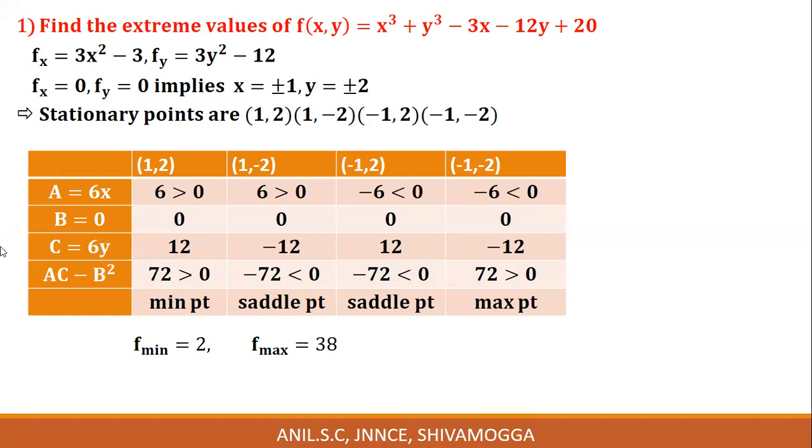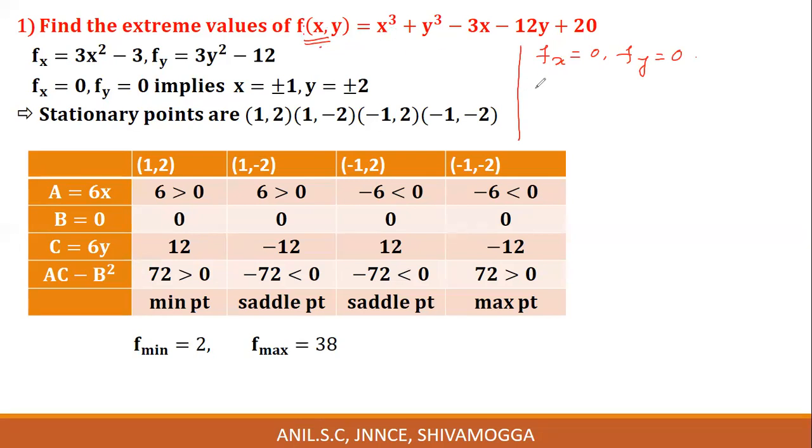First working rule. What is the first working rule? The first working rule is equating fx to 0 and fy to 0. Fx is the partial derivative of f with respect to x. That means differentiate f with respect to x, treating y as constant.